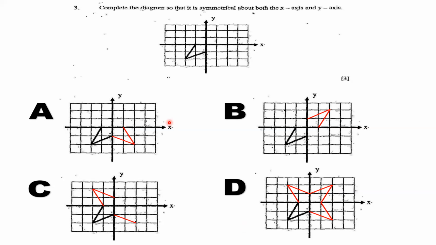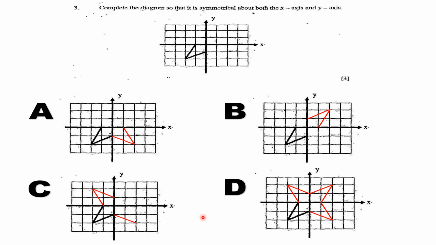So complete the diagram so that it's symmetrical about both the x and y axis. Put your hands inside the chat, please. What do you think it is? Is it A, B, C, or D? Okay. Again, put your hands inside the chat.